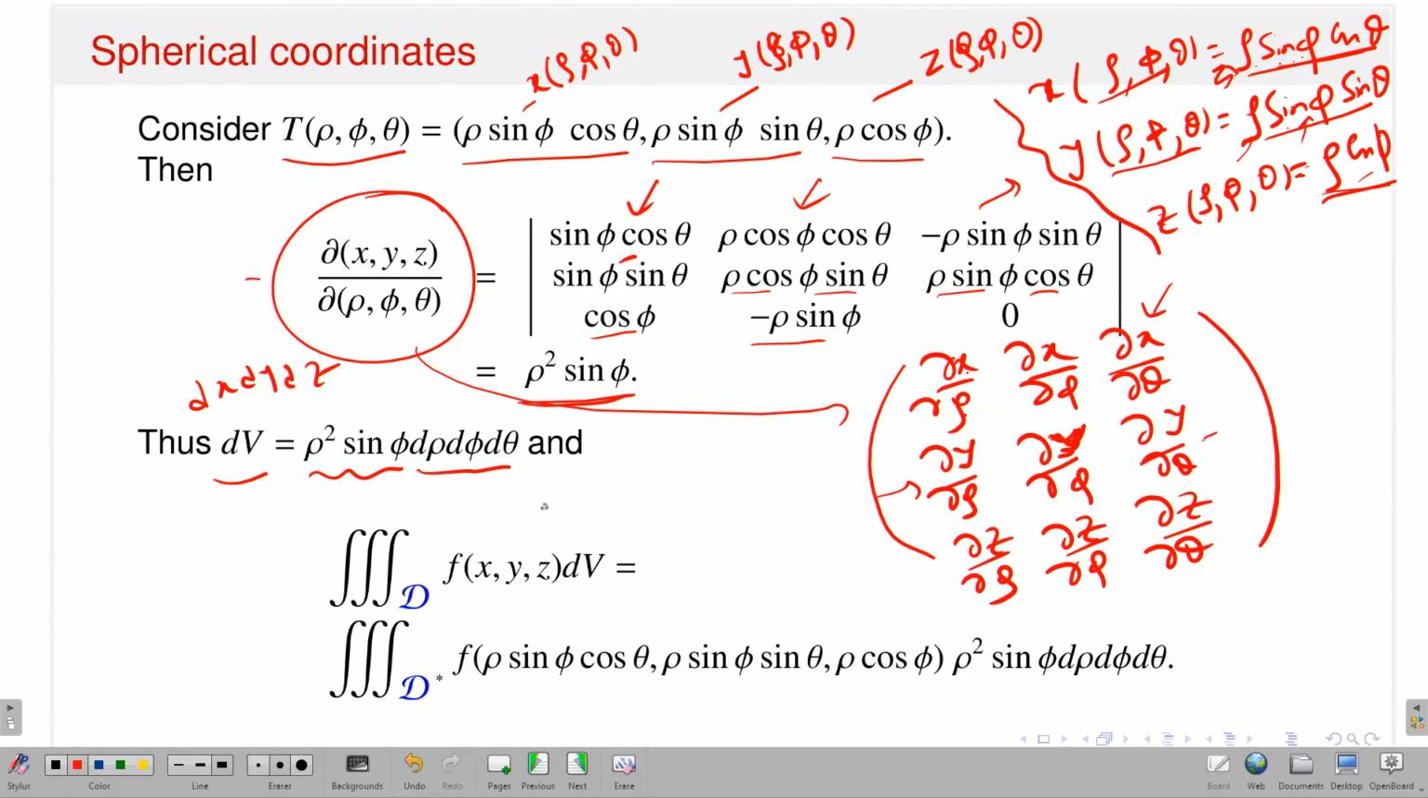So the corresponding triple integral of my function f over the domain D with respect to dV changes to the corresponding domain in the spherical coordinate system. Again the integral will change: you just replace x, y, z by rho sin phi cos theta, rho sin phi sin theta, and rho cos phi. Then this is the extra factor times d rho, d phi, d theta. Clear? So this is the corresponding change of variable formula.